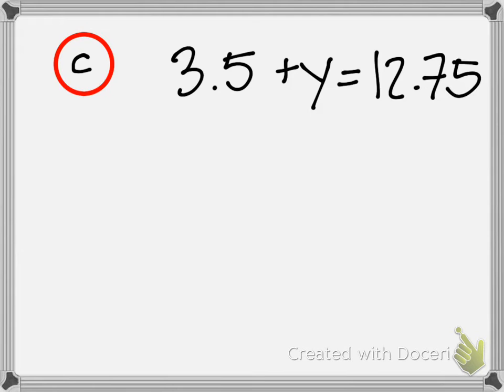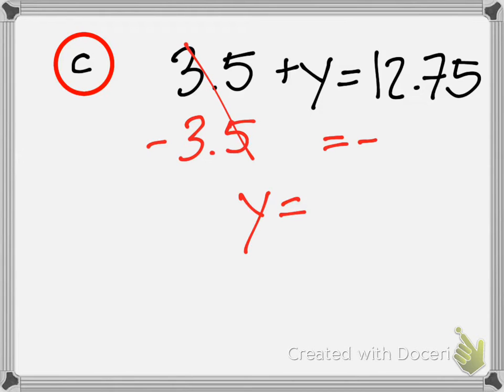Jasmine, walk us through the steps that you did. I subtracted 3.5 and 3.5 and got 0. Excellent. So she subtracted 3.5 from 3.5 to get 0. So now we just have y. What else did you do? Then I subtracted 3.5 from 12.75. Perfect. She subtracted 3.5 from 12.75 because what we do to one side?